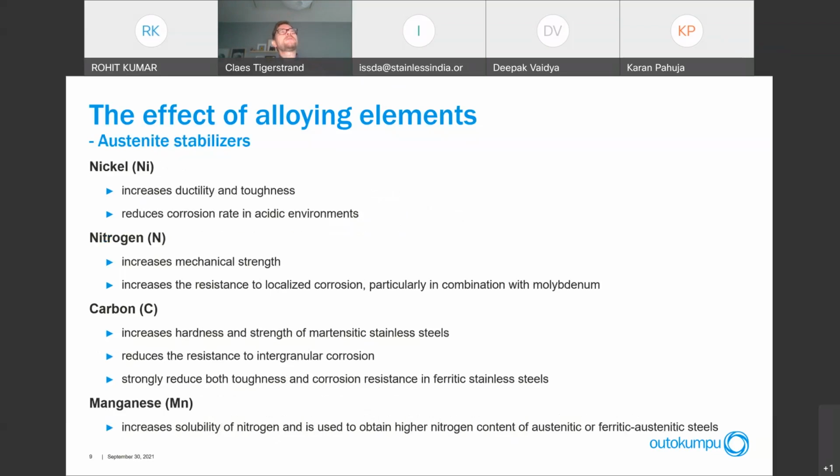So now we come to those that promote the austenitic structure, and there the most important alloying element is nickel.